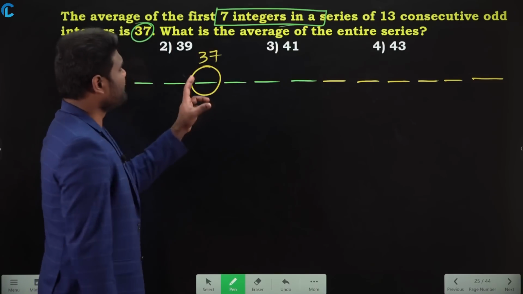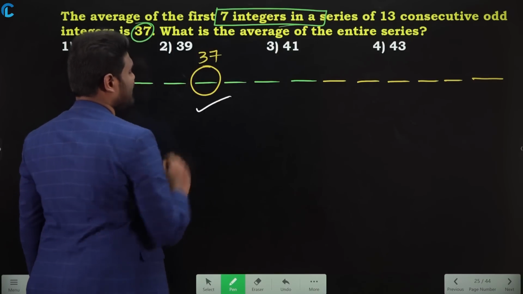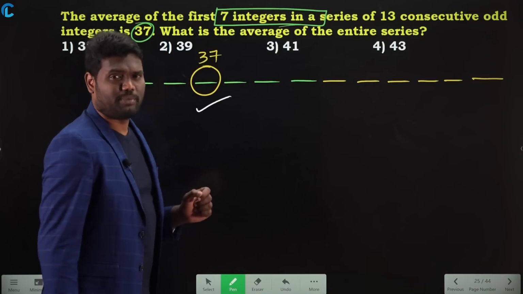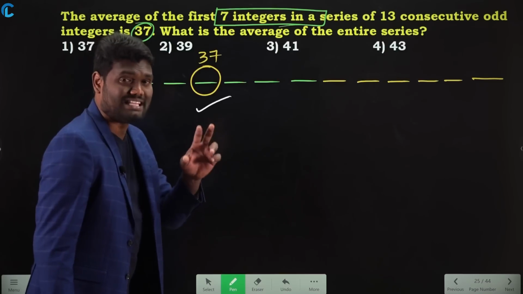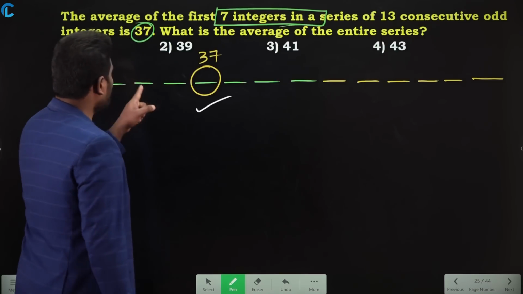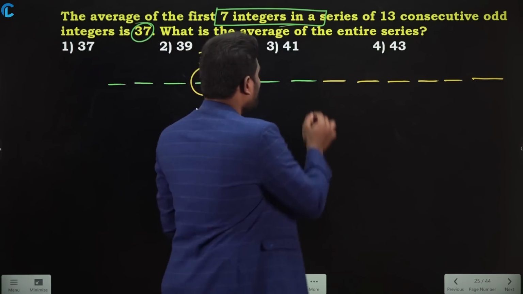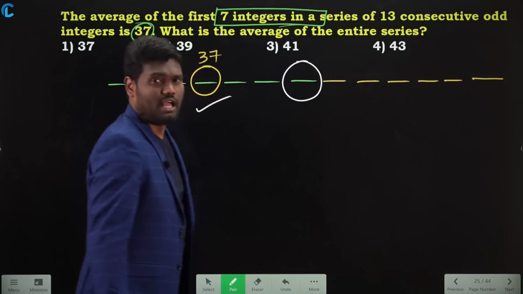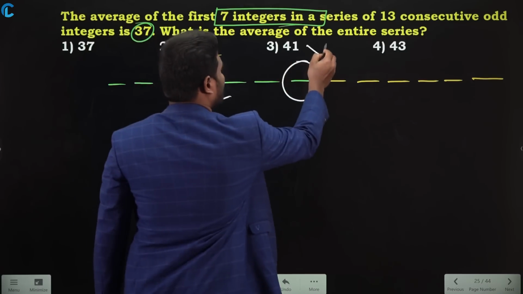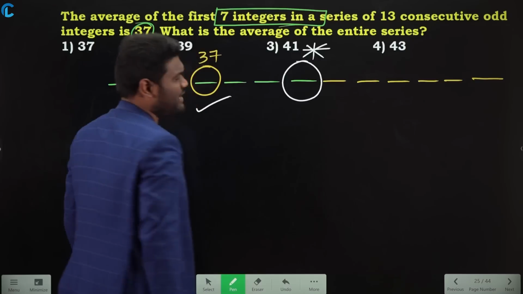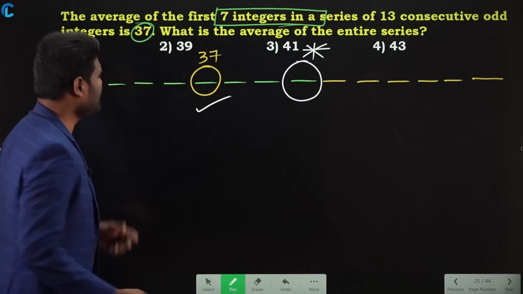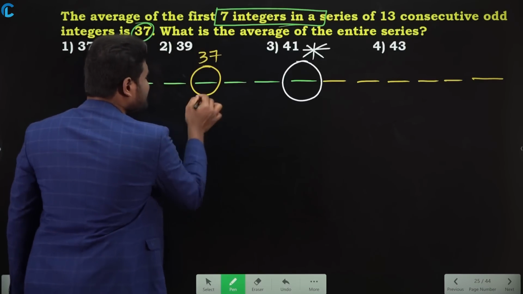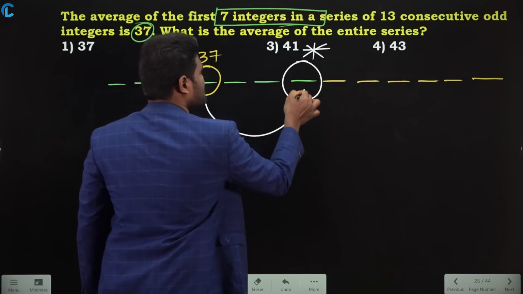Look here. For 7 numbers, the average is 37. For 13 numbers, the average is going to be the 7th number, yes or no? 1, 2, 3, 4, 5, 6, 7. This is the exact middle, so this is going to be the average. Now they are asking what is the average of this whole series. Simple, what you need to do? This is 37 and you need to find what this number is.